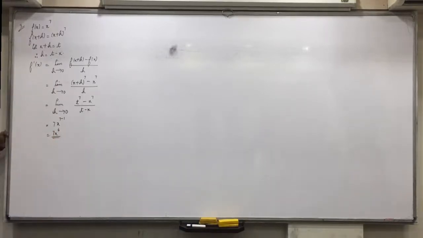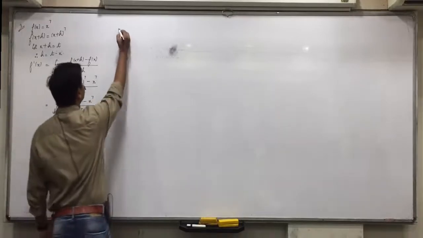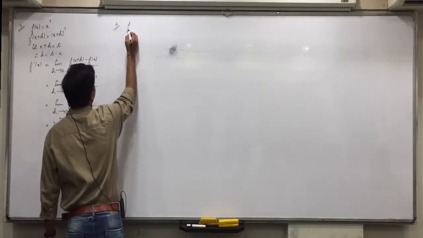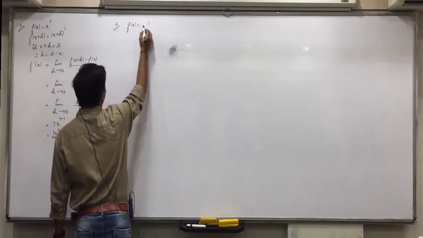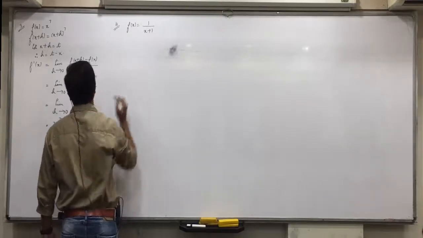So this is change in y due to change in x. Did everyone understand this? Question 4. f(x) equals 1 upon x plus 1.